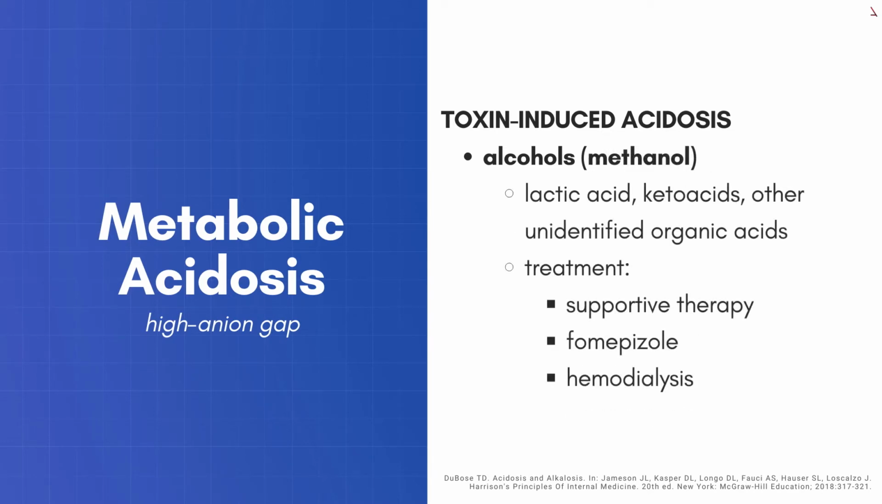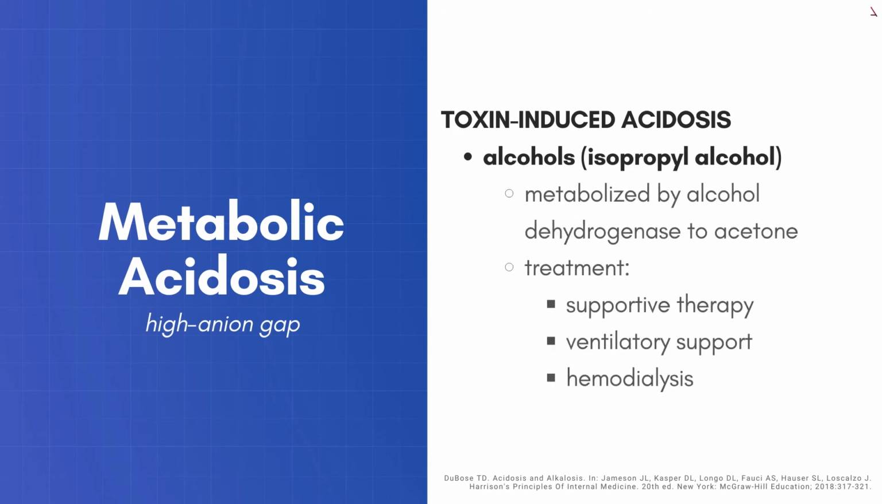So in methanol ingestion, there is lactic acid, keto acids, and other unidentified organic acids in the blood. The treatment for this are general supportive measures, fomepizole, and hemodialysis. The last alcohol is isopropyl alcohol. Plasma levels of more than 400 milligrams per dl is already life-threatening. This is metabolized by alcohol dehydrogenase to acetone.